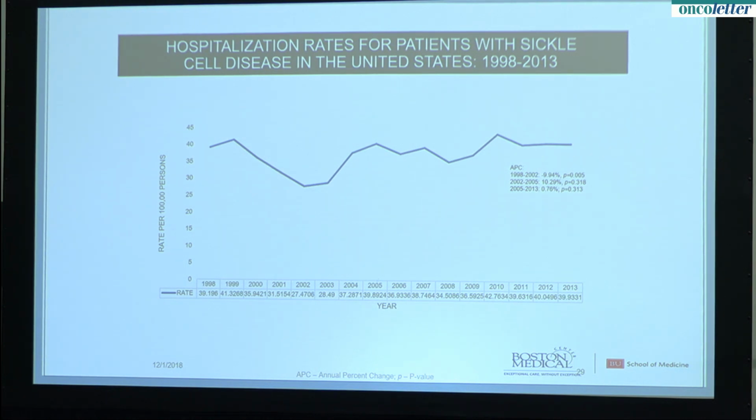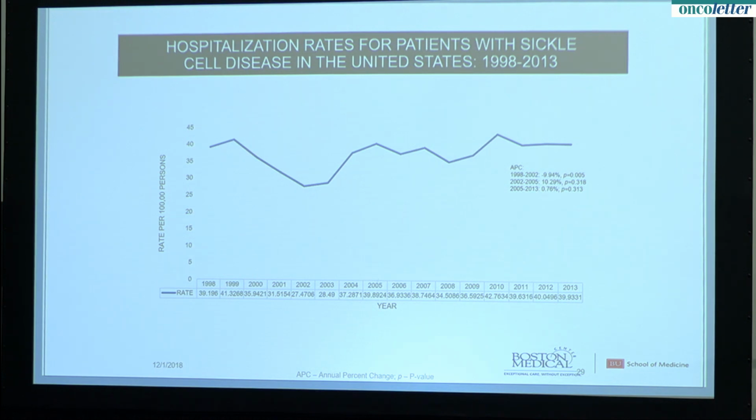So we looked at an inpatient database, the National Inpatient Sample, which captures roughly 20% of all hospitalizations in the US, and looked at deaths related to opioid use, specifically in the sickle cell disease population as well as the general population.